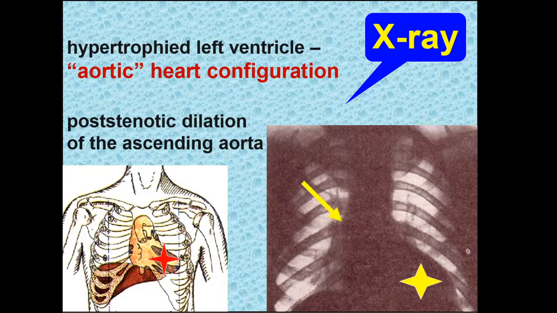And slight dilation of the ascending aorta may be revealed due to its post-stenotic dilation. During the compensatory period, the hypertrophied left ventricle intensively ejects blood, it pushes on the ascending part of the aorta and it may be dilated.